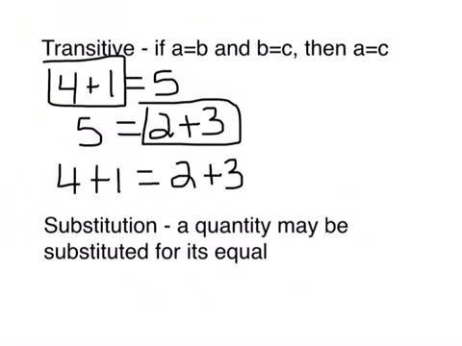Then the substitution property just states that any quantity may be substituted in for its equal value. So if we have something like 6 plus 1, we can substitute the value of 7 in for 6 plus 1 at any time.